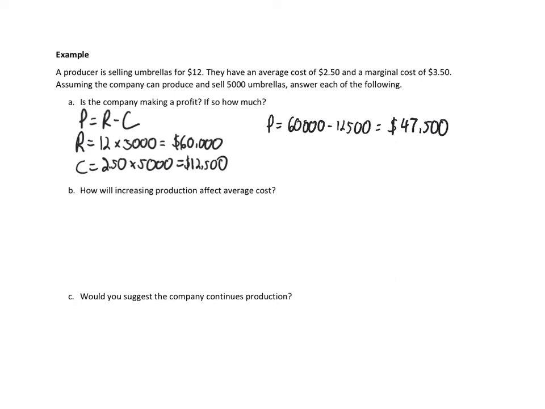In part B, we're asked, how will increasing production affect average cost? Well, notice marginal cost is $3.50, so marginal cost is greater than average cost. Previously, we had discussed that if marginal cost is greater than average cost, average cost will increase.